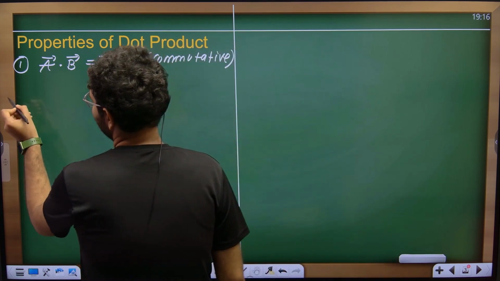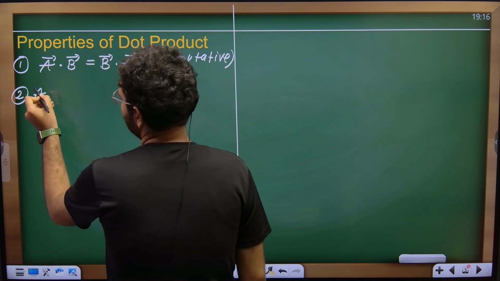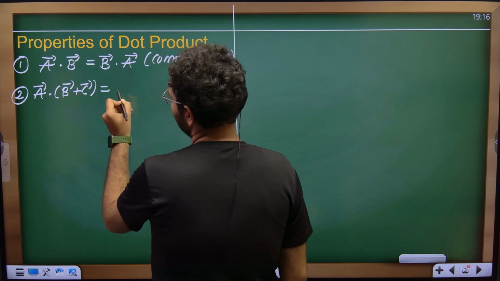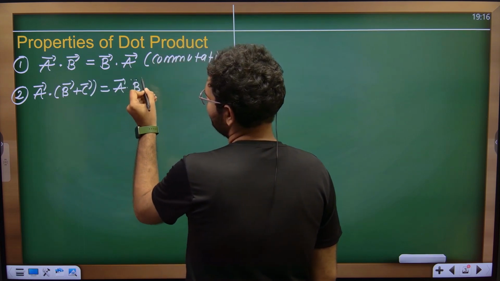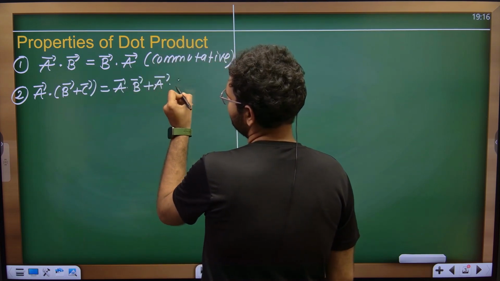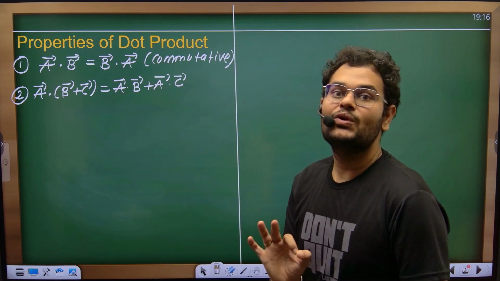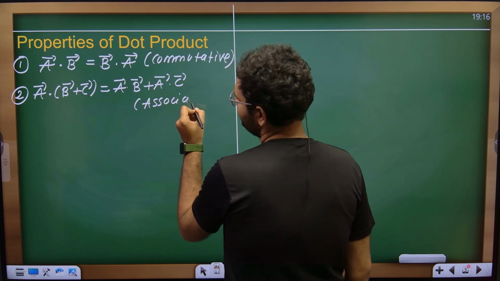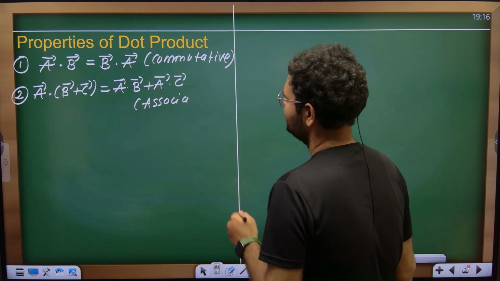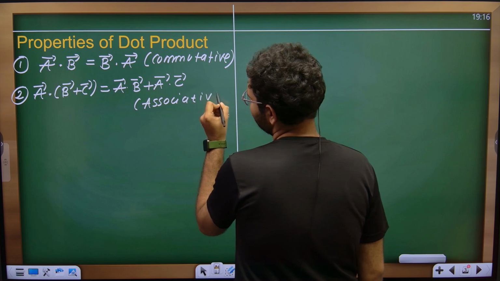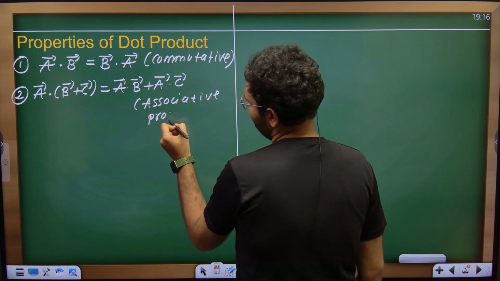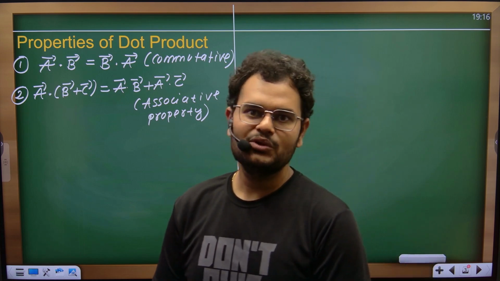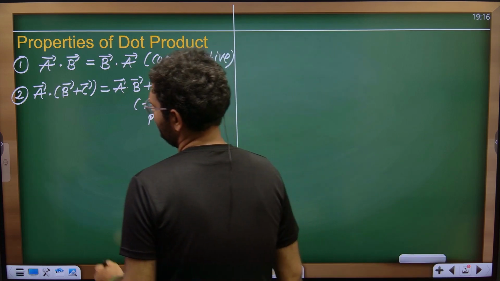So what next, sir? A vector dot B vector plus C vector is equal to A dot B plus A dot C. Which property is this? This is called the associative property. Are we going easy? I think, sir, this is like multiplication only. Yes. Very easy. What other things, sir? What next about dot product? I will tell. Wait.